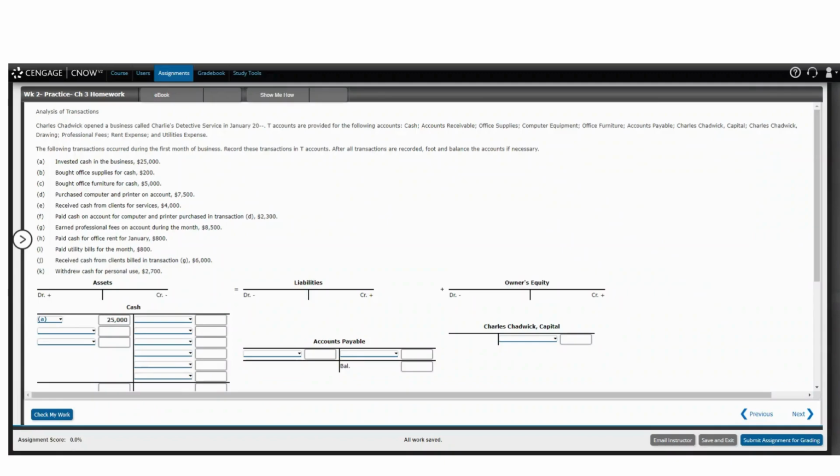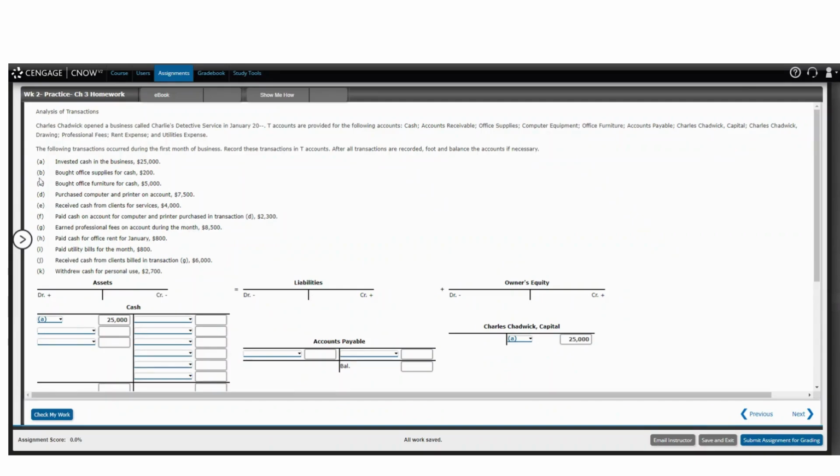Okay. I know that the other account that was affected was my owner's equity. My owner's equity increases on the credit side. So I'm going to put 25,000 there, and I'm going to put letter A. Okay. So at least 2 accounts will always be affected, right? We talked about that in chapter 2.